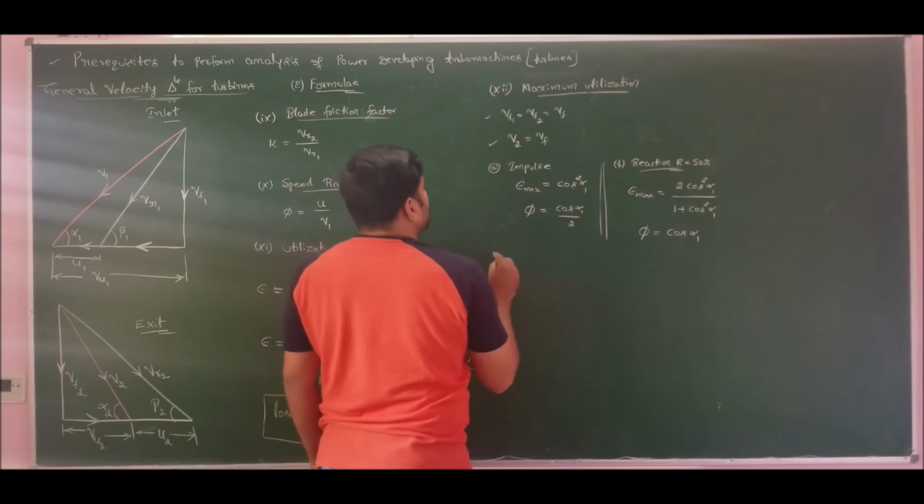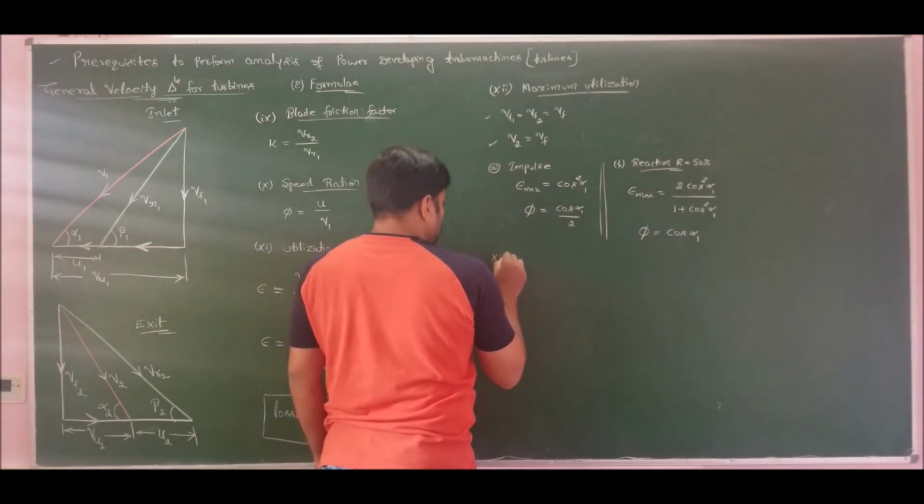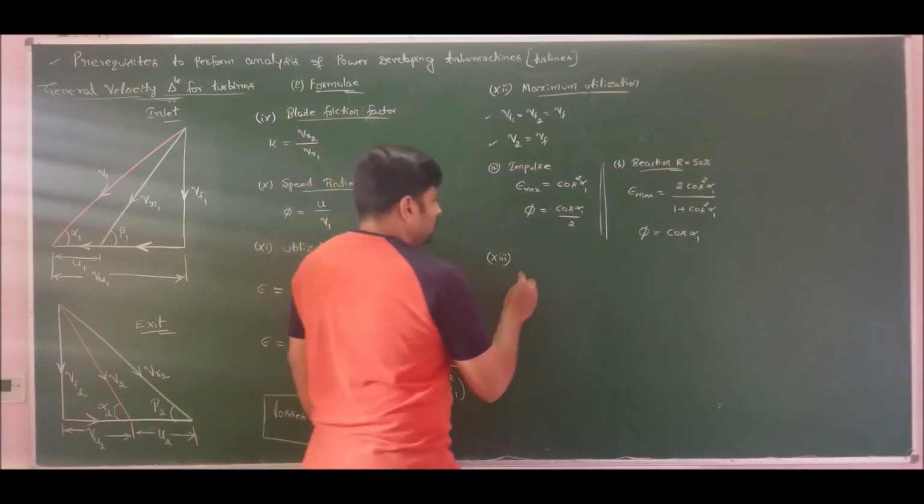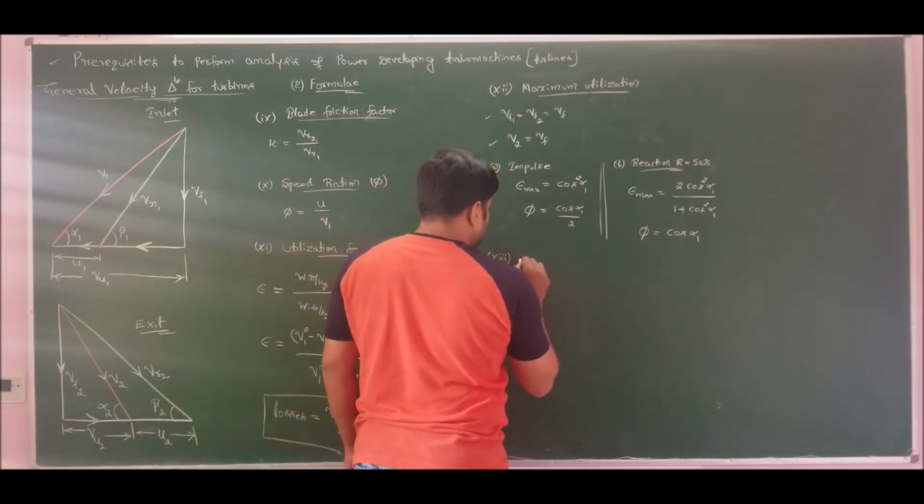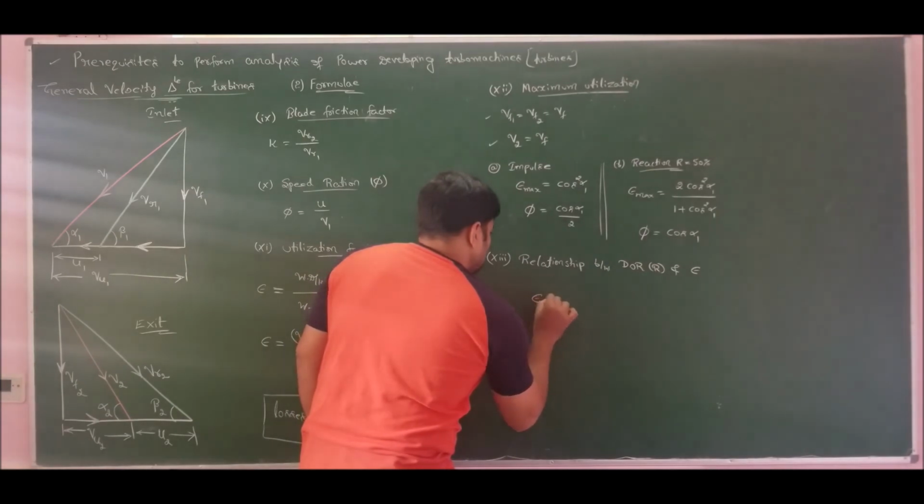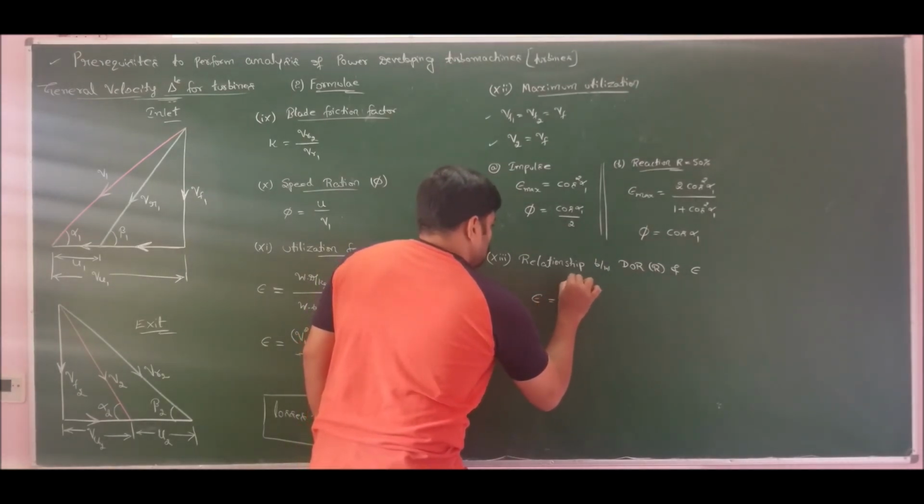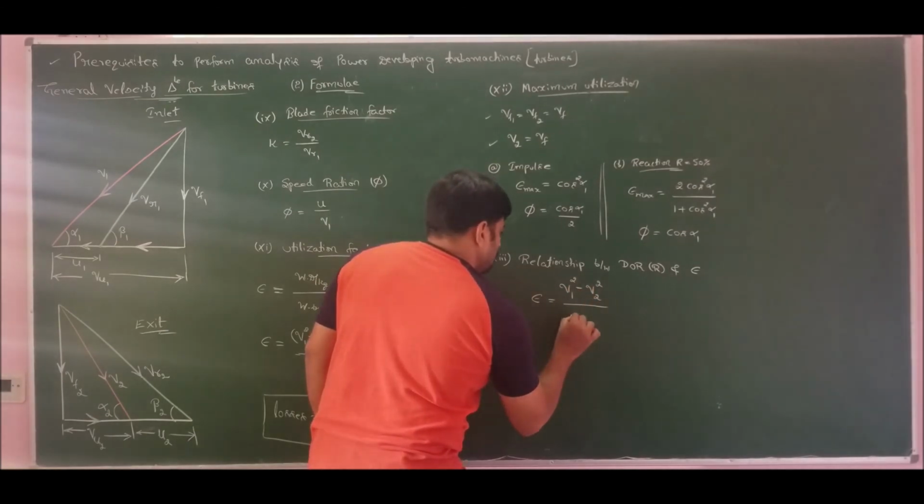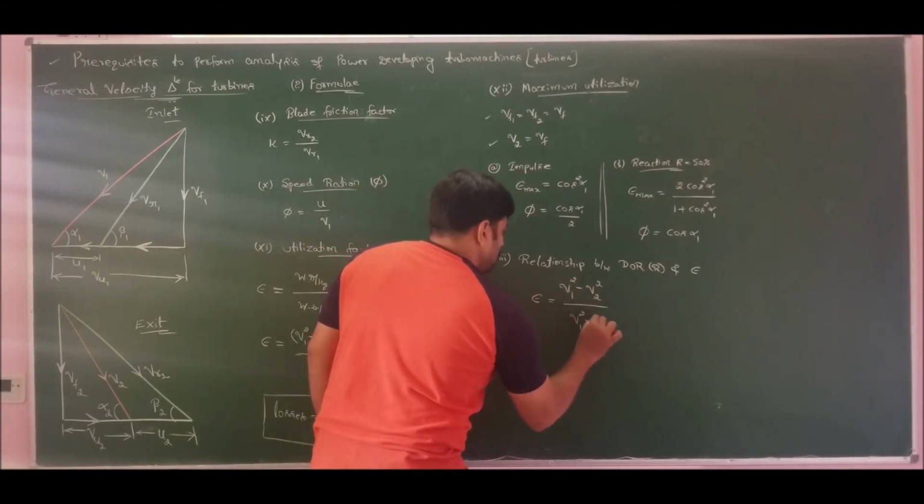Next, moving ahead for case number 13, that is relationship between degree of reaction and utilization factor. We know that utilization factor is equal to (V1 square minus V2 square) divided by (V1 square minus R V2 square).